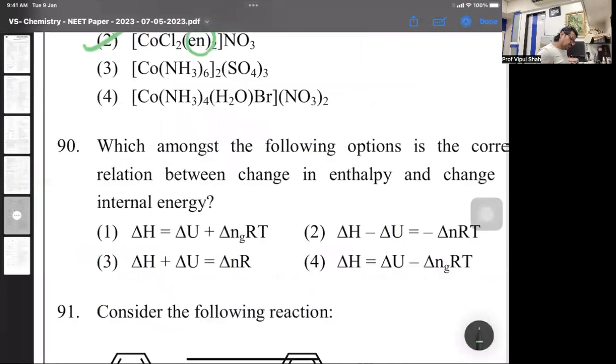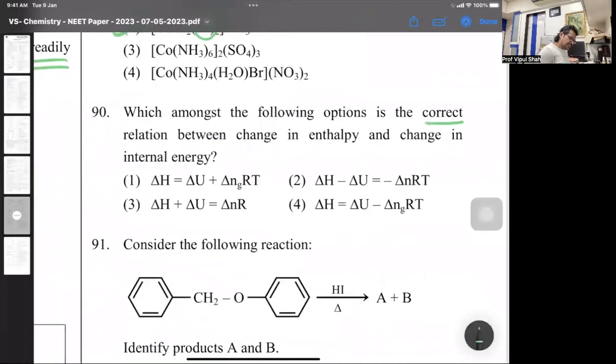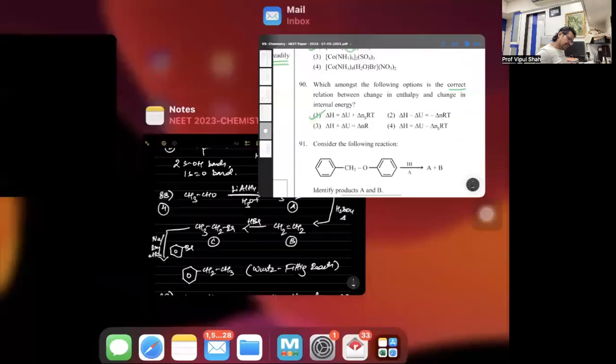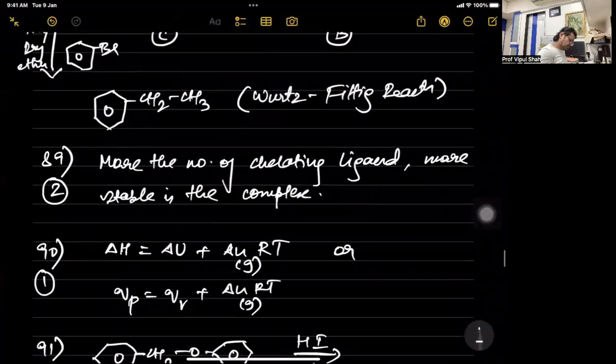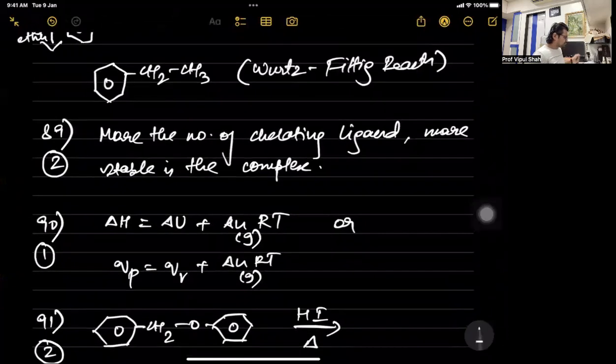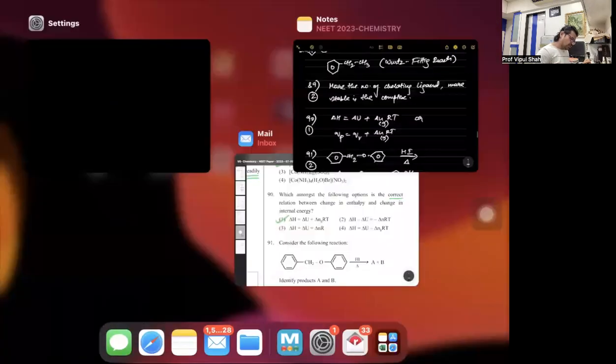Then 90, which is the correct option? This is a very direct question, which is the first one. Delta H is delta U plus delta nRT, where delta n is gaseous products minus gaseous reactants. It's basically the expression relating heat of reaction at constant pressure and heat of reaction at constant volume. So 90 is the first one. So 89 and 90. All right. Now, next one, last 10 questions.